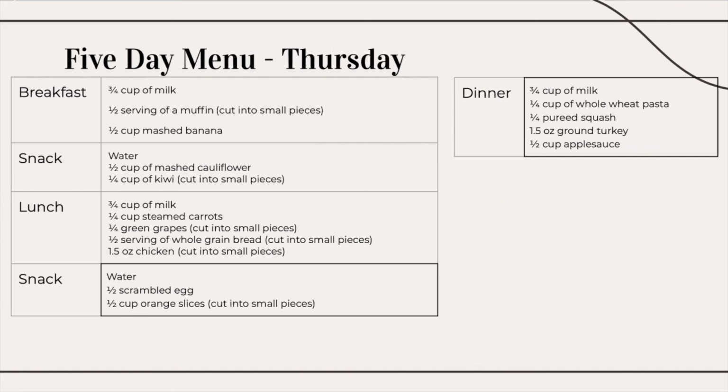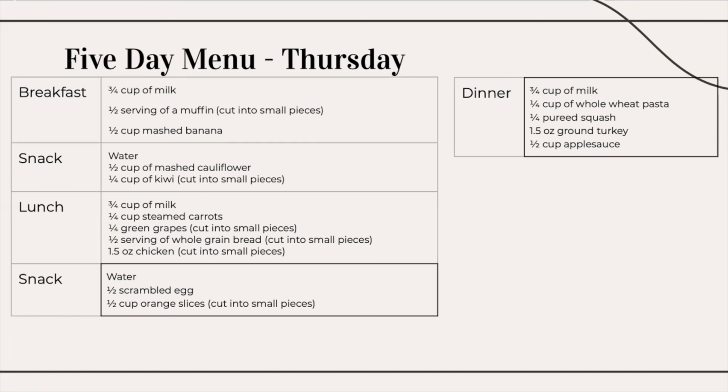For Thursday's breakfast, I said 3/4 of a cup of milk, half a serving of a muffin cut into small pieces, half a cup of mashed banana. For a snack, I said water, half a cup of mashed cauliflower, 1/4 of a cup of kiwis cut into smaller pieces.